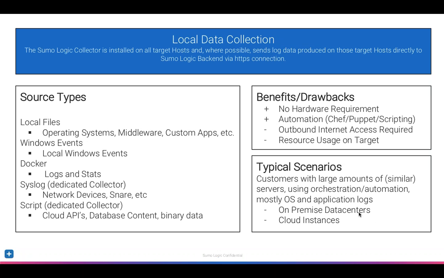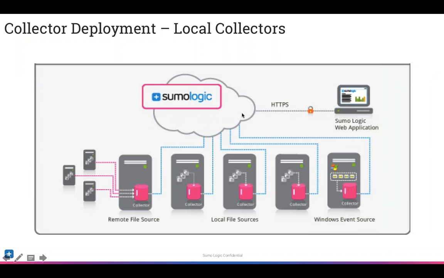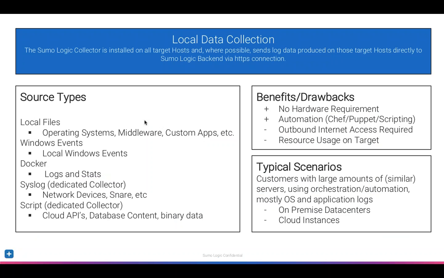Okay, from a local data collection perspective, actually let me show you a little picture of this before I jump into describing it. But from a local point of view, that means a collector is installed on each one of your target hosts. And of course, this requires connectivity from each one of those machines out to the internet so that it can connect with Sumo Logic. So in this case, we're sending log data produced by those target hosts directly to the Sumo Logic backend via an HTTPS connection.